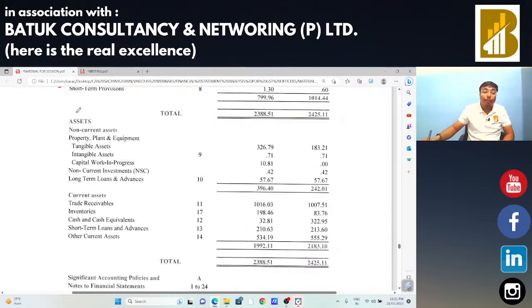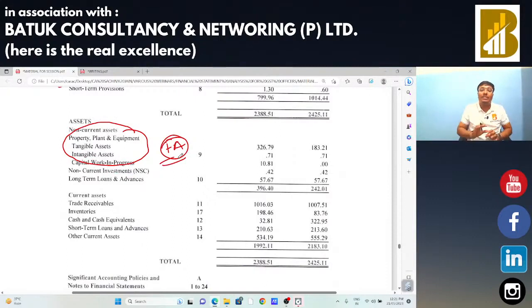Now, property, plant and equipment, that is related to your fixed assets, we need to check if there is any addition to fixed assets. Also, there is a chart of fixed assets. We are also going to discuss that chart, but we need to check that last year it was 183 and currently it is 326. That means there is an addition. So we need to check that input is claimed accordingly or not.